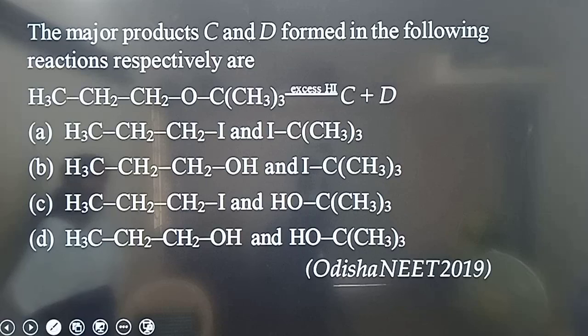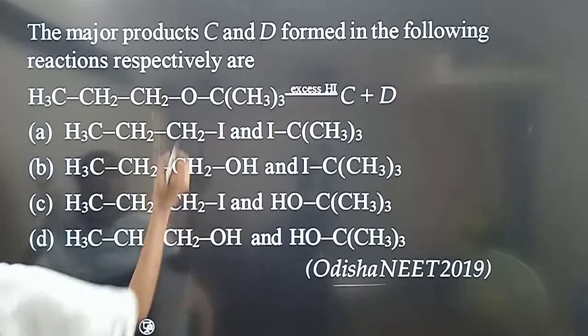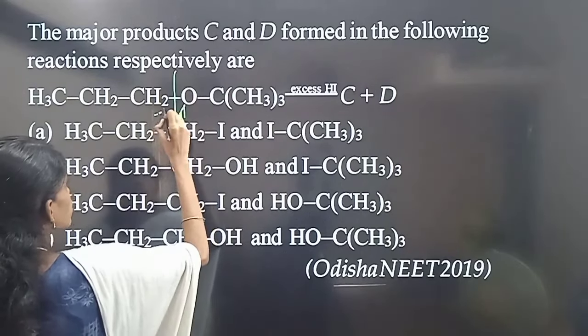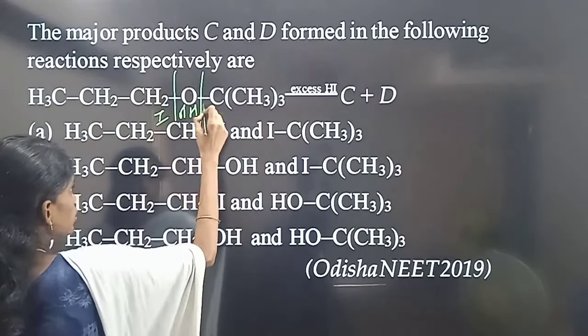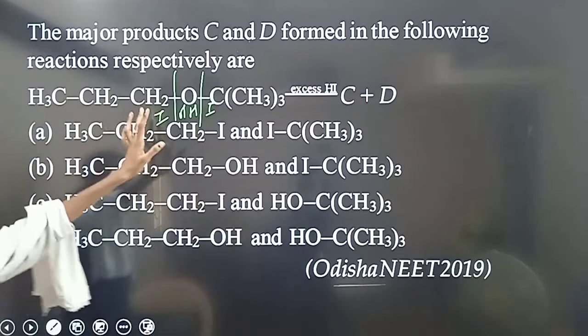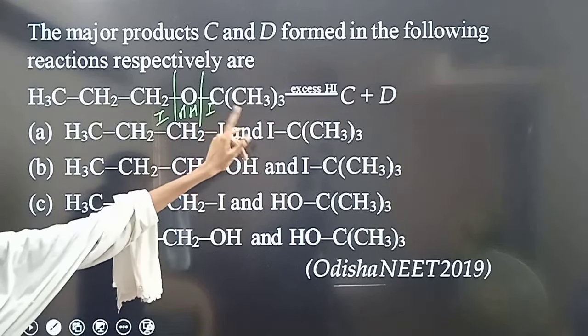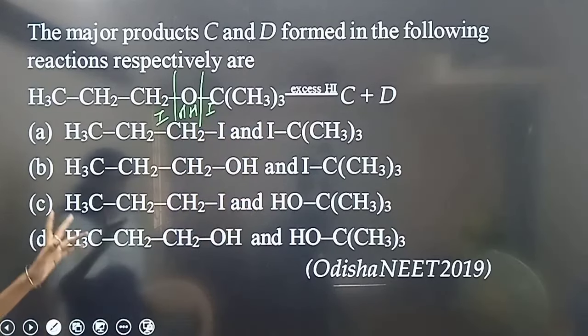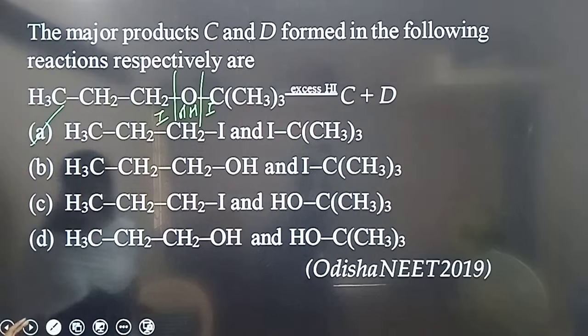The major products C and D formed in the following reaction respectively are, so excess of HI break this bond, HI break this bond. So idala nam paathadhu dhaan. So it will form CH3CH2CH2I and CH3I. So idu enga irukku, option A ile irukku. So option A is the right answer.